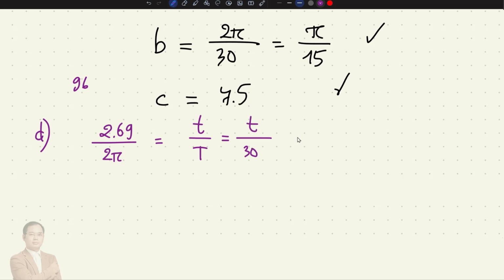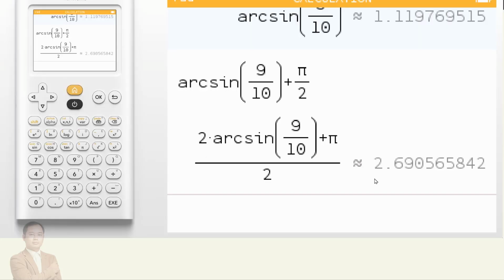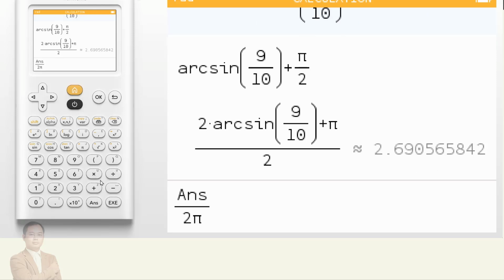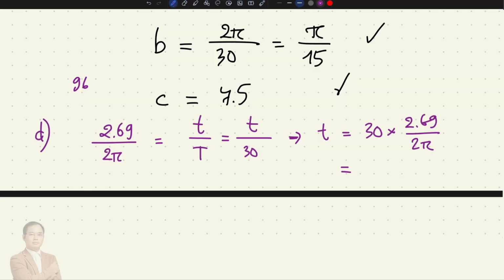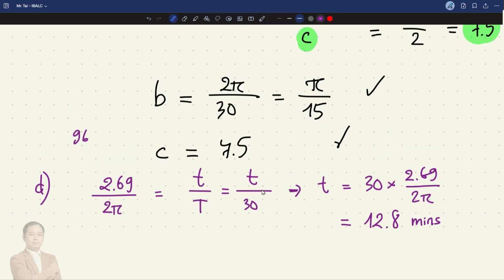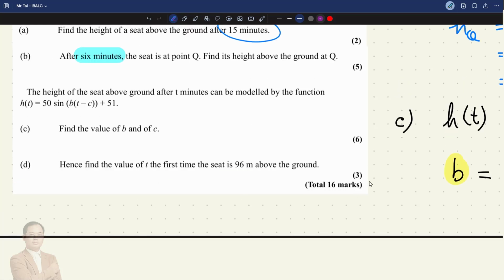We can solve this equation easily to find the time. The time will be 30 minutes multiplied by 2.69 over 2 pi. Do this calculation: take this value, divide the whole thing by 2 pi, and then multiply by the period, 30 minutes. The answer is 12.8 minutes. Okay, that's it. This is about 3 marks.